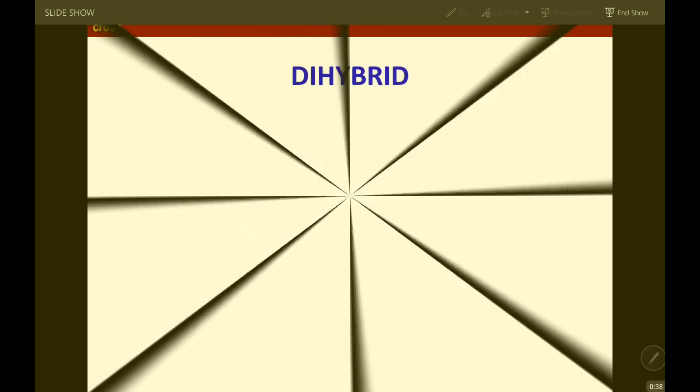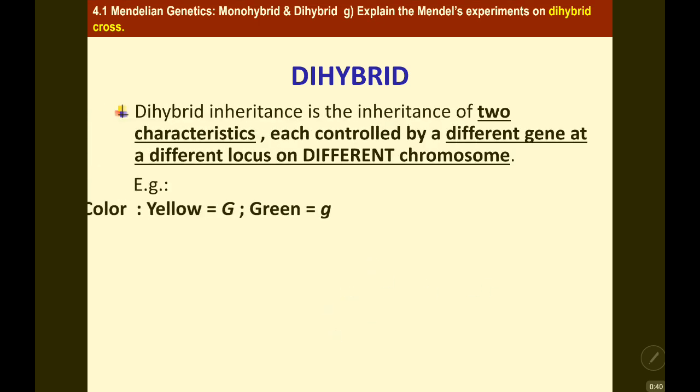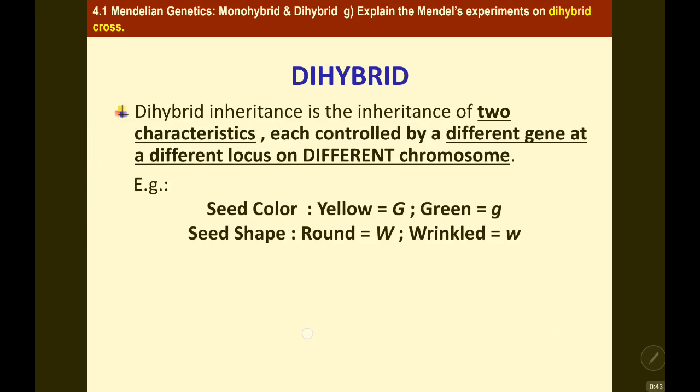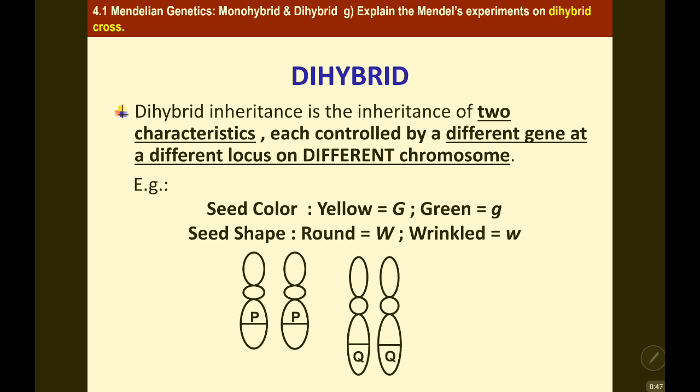So we look at the diagram here. For example, we have two different genes. First is the gene to control the color, either it is yellow color or green color. Second one is the gene to control the seed shape, either it is round in shape or wrinkle in shape. So we have one and two characteristics. So this is called dihybrid cross.